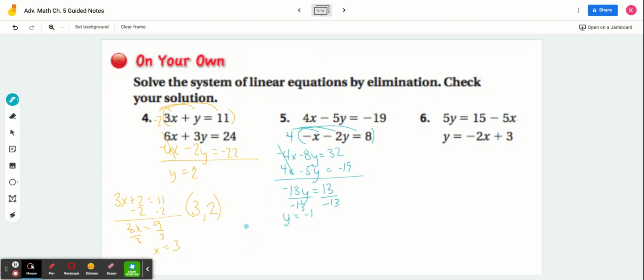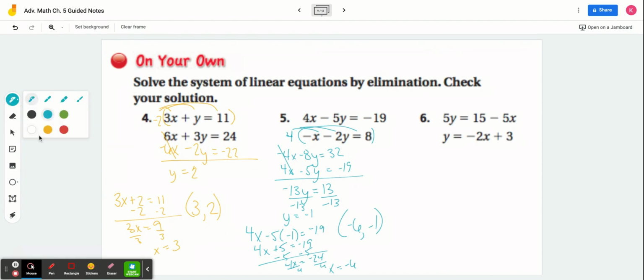Going back to that original equation, 4x minus 5 times negative 1 equals negative 19. Negative 5 times negative 1 is positive 5. And we can solve for x to find that x equals negative 6. Go ahead and give number 6 a try right now on your own.